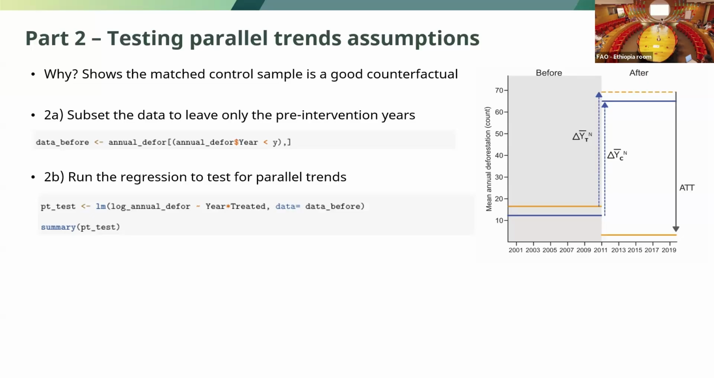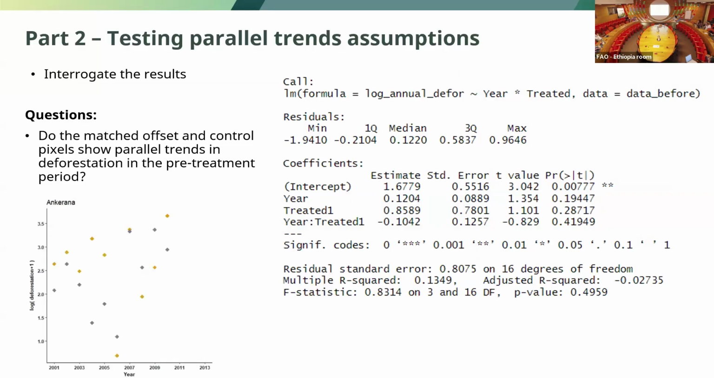So that will subset the data. And then you can run the subsequent regression, which is this one. So this very simply is saying, predicting the log transform deforestation based on the year, based on whether it's on the treated or the control sample, and the interaction between the two. And then when you do summary of the results, you will get a table that looks like this.